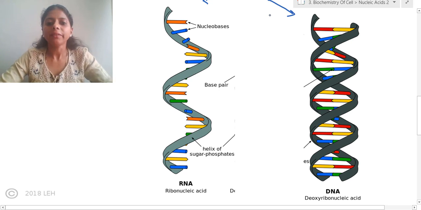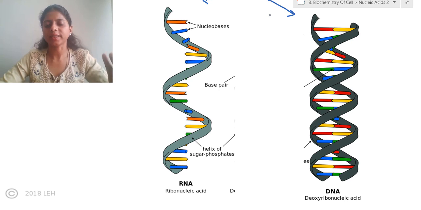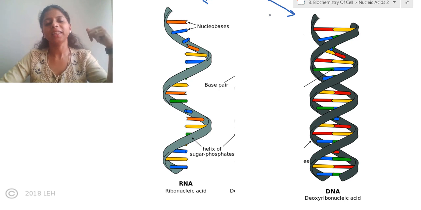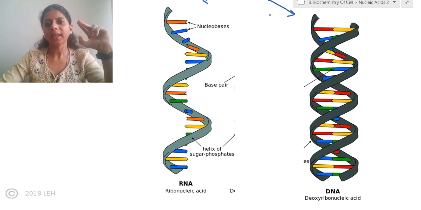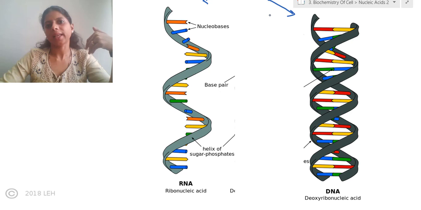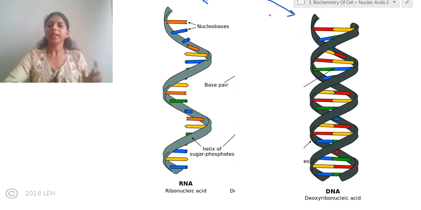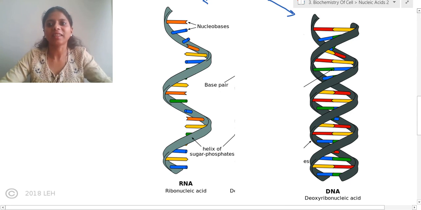So basically we are going to deal with only two different types of nucleic acid, RNA and DNA. Taking into account both DNA and RNA, I will explain how exactly these nucleotides join to one another to give rise to both nucleic acids: how it gives rise to DNA and how it gives rise to RNA. So let us start studying it.